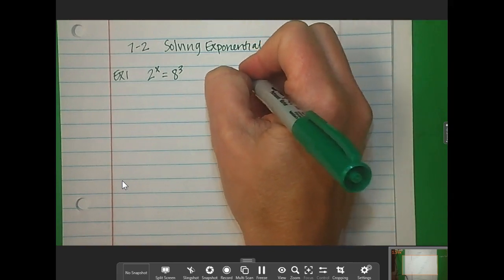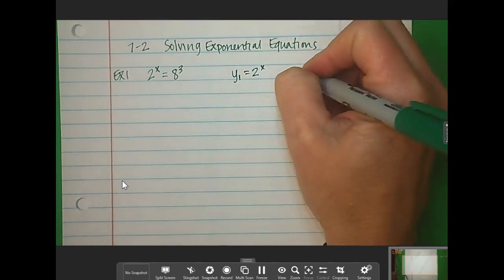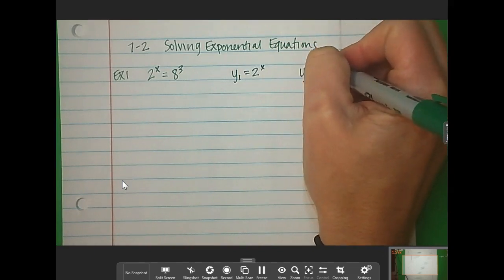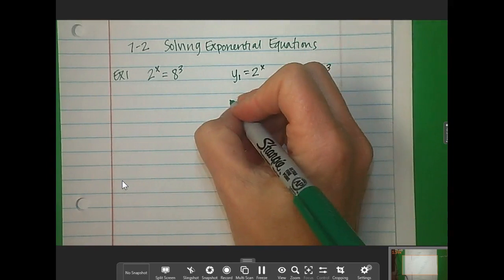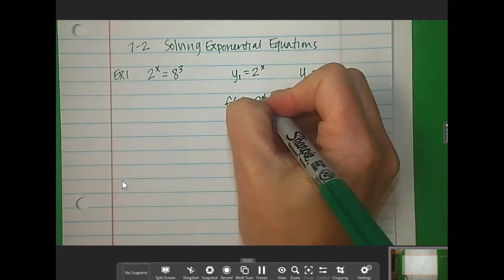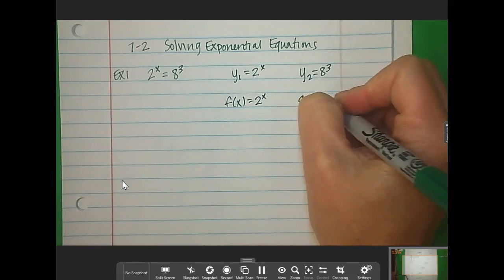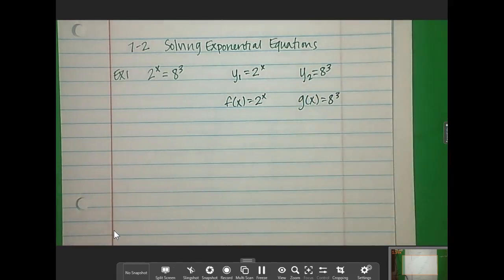If you're on a graphing calculator, in y1 you're going to put 2 to the x, and in y2 you're going to put 8 to the third. If you're on Desmos, then do f of x equals 2 to the x, and g of x equals 8 to the third. Alright, so I'll wait on you to do that. I'm going to do the same, hopefully.